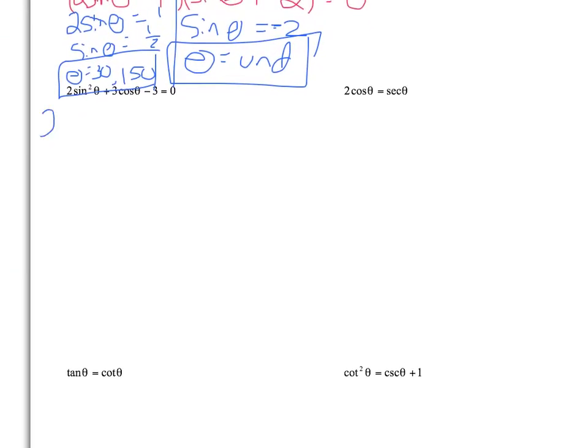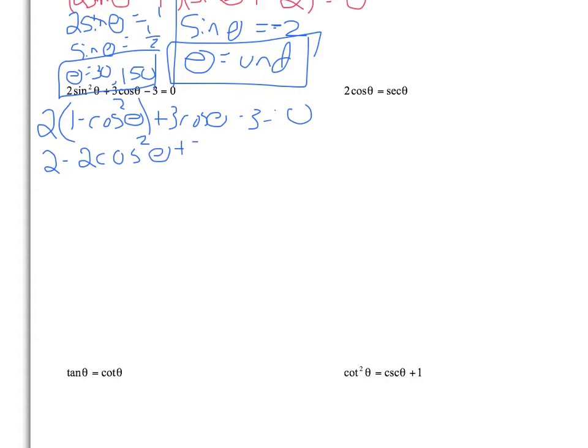So this is going to be 2 times 1 minus cos squared theta plus 3 cos theta minus 3 equals 0. Distribute the 2. So 2 minus 2 cos squared theta plus 3 cos theta minus 3 equals 0. Write it in the correct order.